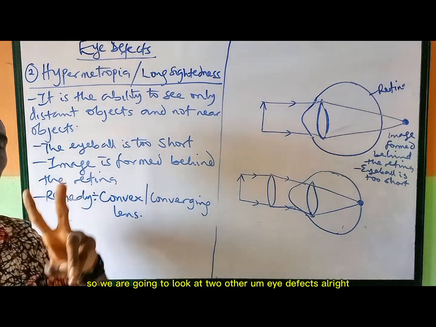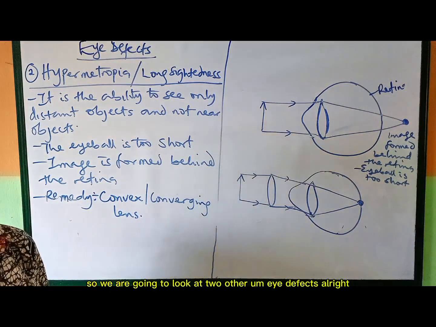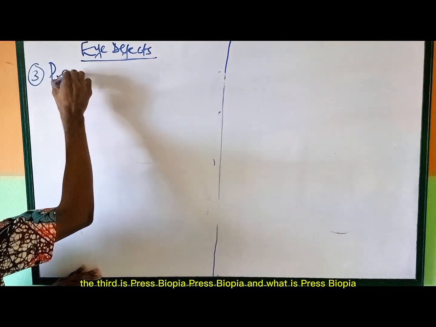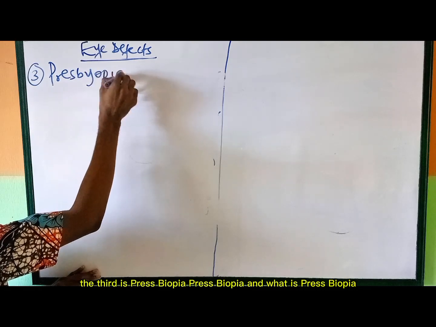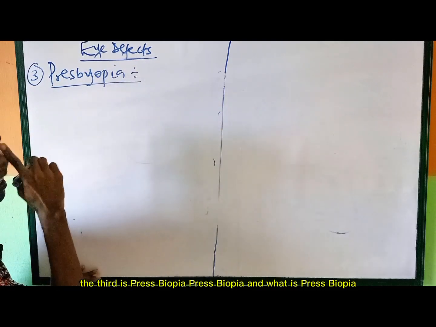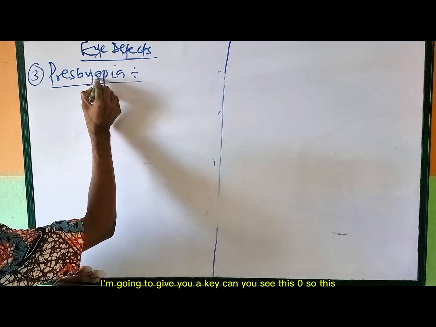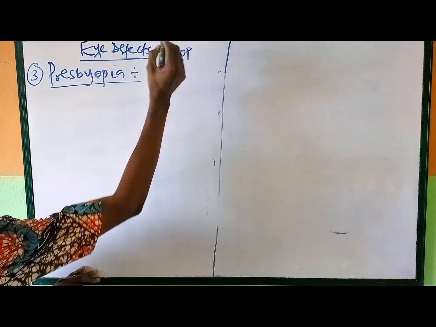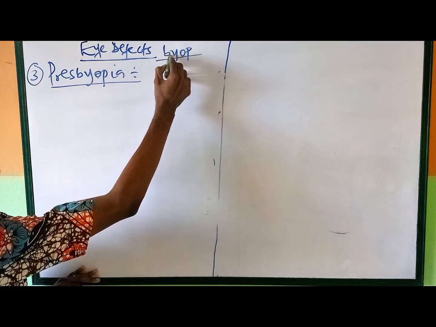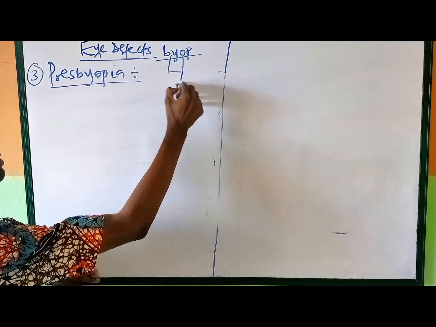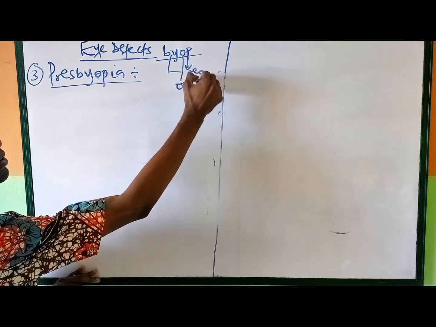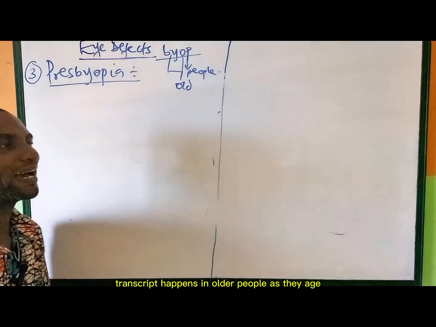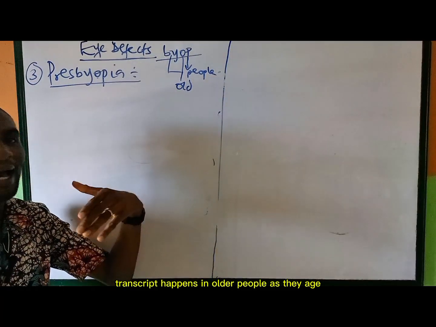So we are going to look at two other eye defects. The third is presbyopia. And what is presbyopia? I'm going to give you a key. Can you see this O? So this presbyopia, let me just give you a key: it is by old people. Presbyopia is that kind of eye defect that happens in older people as they age.